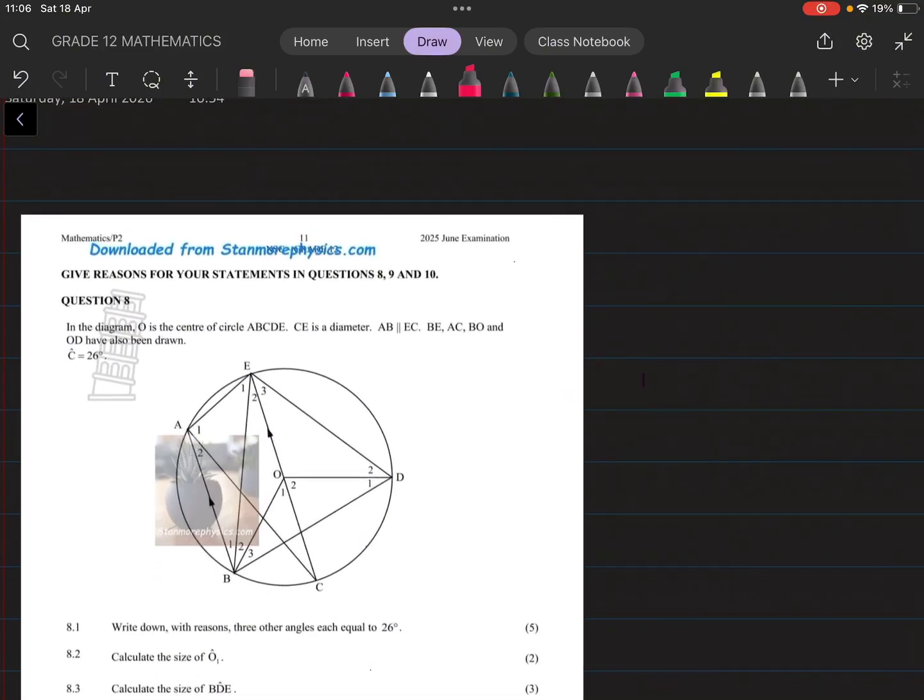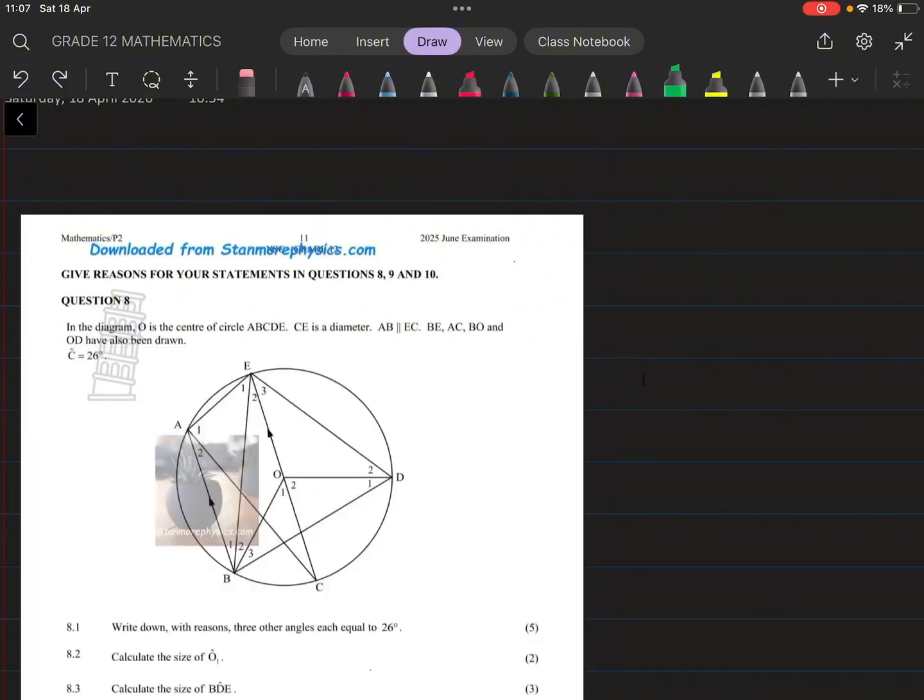Now, let's look at the statement. In the diagram, O is the center of the circle. We have O, which is the center of the circle, and then we have points on the circle A, B, C, D, E, right? And then we have CE, which is a diameter. We have CE here, which is our diameter.